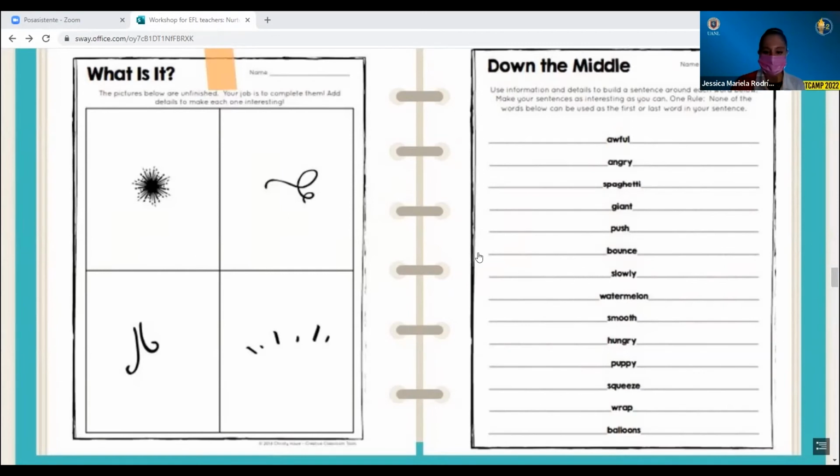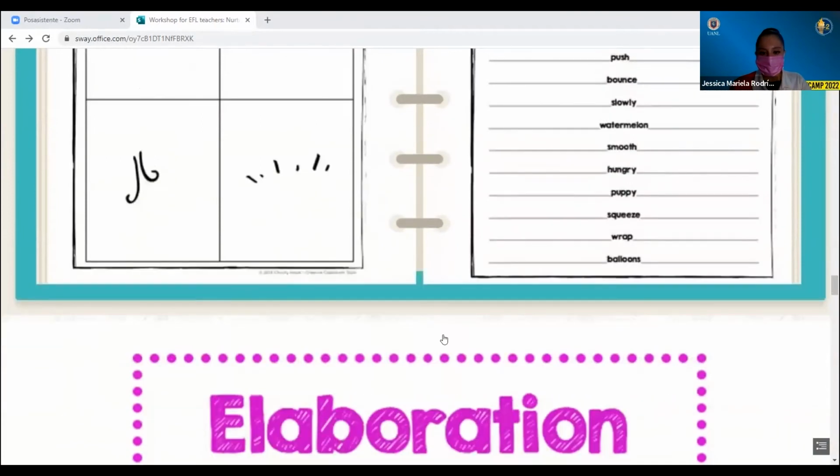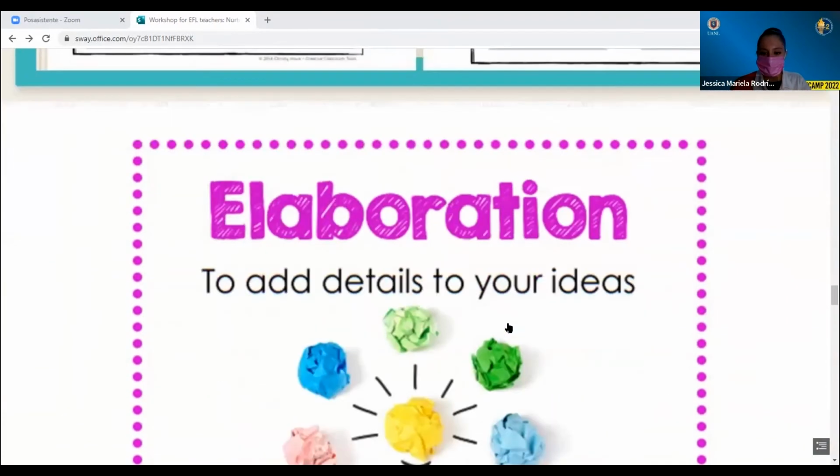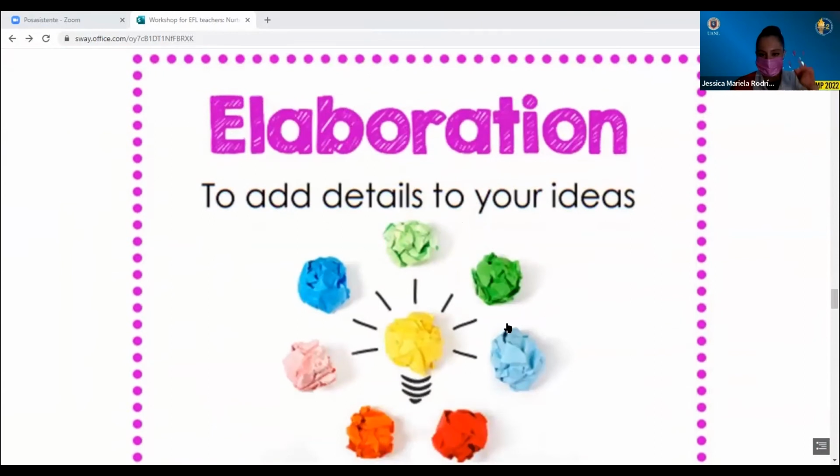Very good, Alan. Thank you. You work a lot with these sentences. You develop a lot of thinking with these sentences. Very good, teachers. And we are going to continue with the last element. Remember that they are 4.